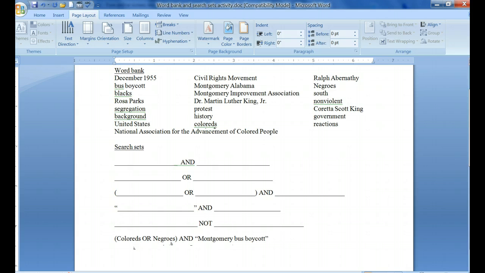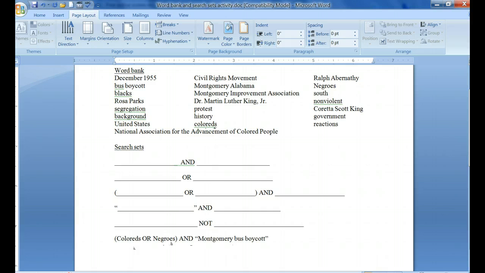It will look for the word coloreds and the word Negroes in each record, filter those out, kind of set it to the side, and then from that result list it will add in the term Montgomery bus boycott as a unit search term, and the results that we will see will only include one or the other, coloreds or Negroes, and Montgomery bus boycott.